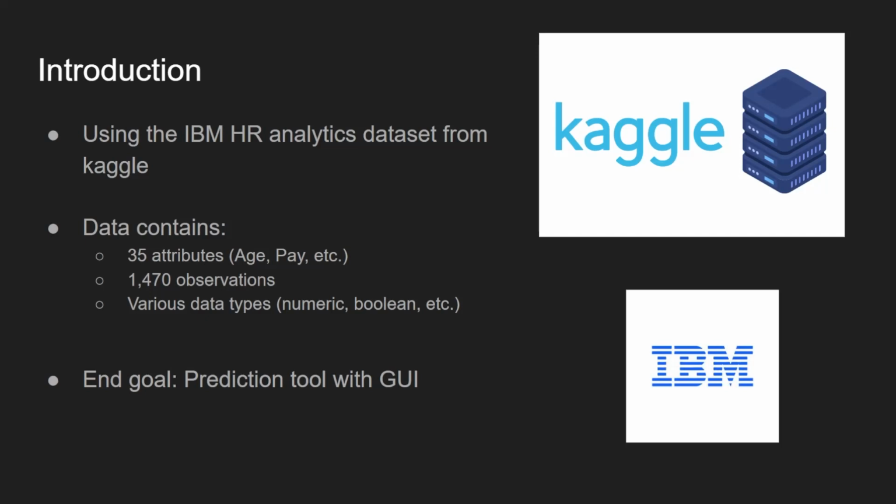The data set we use is the IBM HR Analytics data set from Kaggle. This data contains 35 different attributes, 1,470 records, and various data types, including numerics, booleans, and factors, such as whether an employee travels frequently, rarely, or never. And our end goal is to provide predictions using two custom models to the employer as to whether an employee is likely to quit or not in a convenient GUI format.